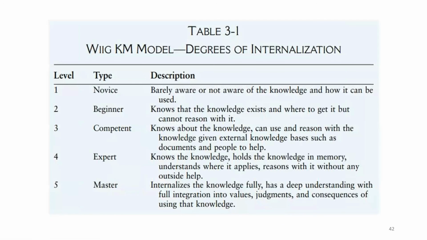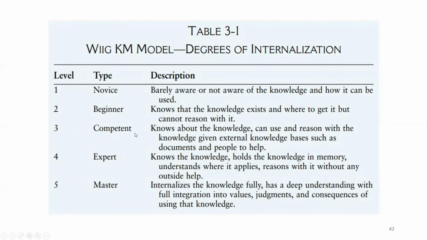And then in this case, when we talk about internalization, how one makes use of the knowledge, you can also go into the 5 levels: novice, beginner, competent, expert, and master. So when you reach, for example, competent, you know about the knowledge, you can use and reason with the knowledge, given an external knowledge base such as documents and people to help. But when you reach mastery, you internalize the knowledge fully, you have a deep understanding with full integration of values, judgment, and consequences. So mastery means that you're reaching the level of wisdom, okay?